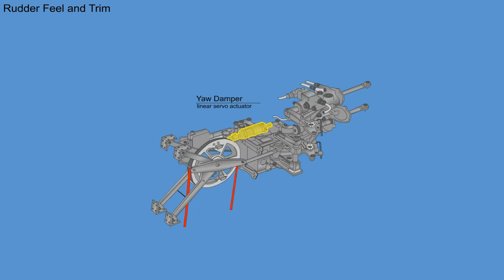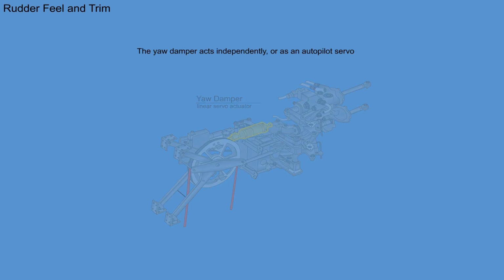The yaw damper is a linear servo actuator. The yaw damper responds to signals from a dedicated accelerometer to supply small rudder deflections to compensate for yaw oscillations in flight. The yaw damper has its own summing arm, which mechanically transmits any yaw damper inputs onto the rudder feel and summing unit. The yaw damper acts independently or as an autopilot servo in conjunction with the automatic flight control system.